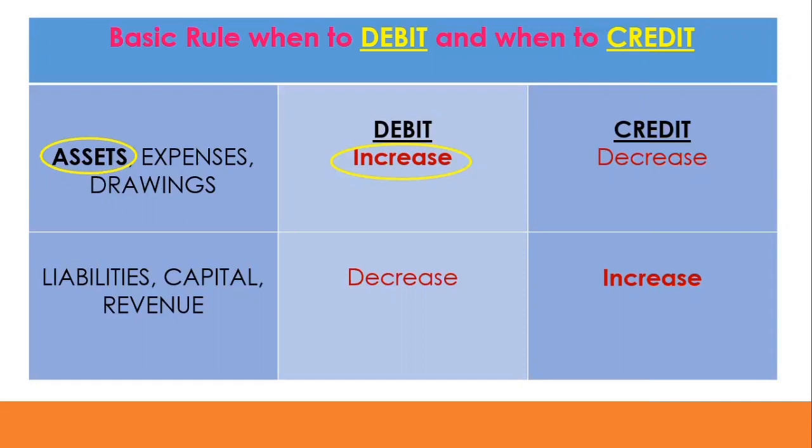Otherwise, we debit it. Now, since cash is an asset, we will encircle asset. And since we increase our asset cash, we will encircle increase. So that is why we need to debit the account. On the other hand, since loans payable is a liability, we encircle liability. And since our liability will increase, for this matter, we will credit the account.